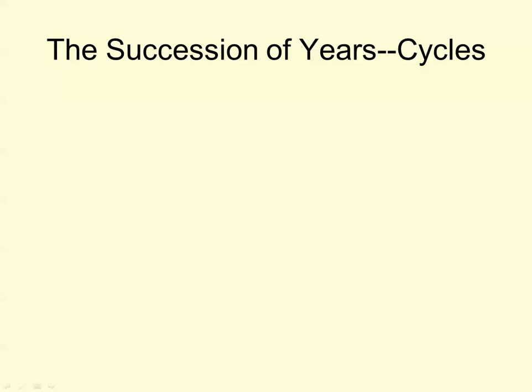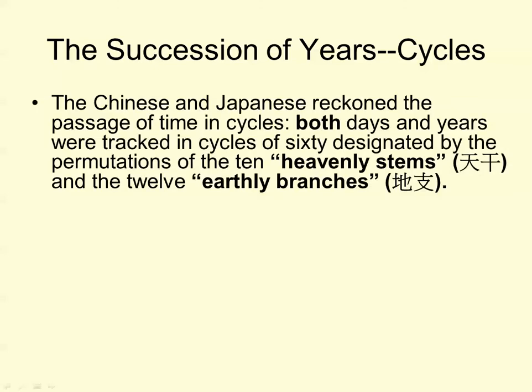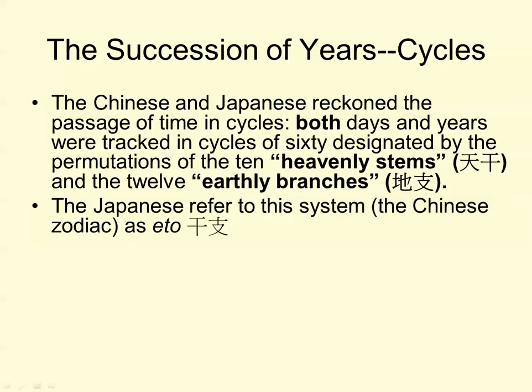So I'm going to start with the cycles. The Chinese and the Japanese and the Koreans reckon the passage of time in cycles. Both days and years, and actually even months, were tracked in cycles of 60, designated by the permutations of the so-called 10 heavenly stems and the 12 earthly branches. Now I'm going to front load a whole bunch of abstract stuff for you right here, and then I'm going to give you some real concrete examples. The Japanese refer to this system, the Chinese zodiac, as Eto.